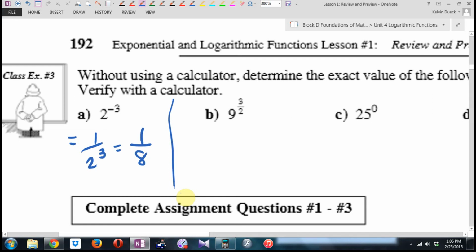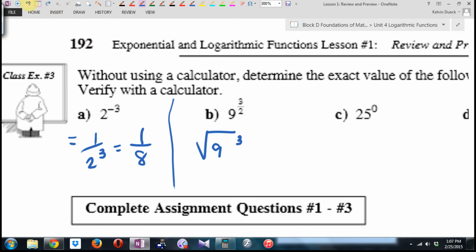9 to the 3 halves. Is there power to a power? No. Negative exponents? Elevator? Oh, what's this one, Darian? Oh, this is going to be, there's going to be a root because there's a root for every flower. The 9 goes there. Where's the 3 go? Here. Where's the 2 go? Well, technically here, but if you leave it blank, we know it's square root.